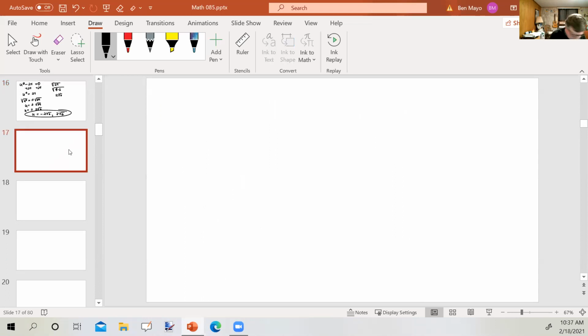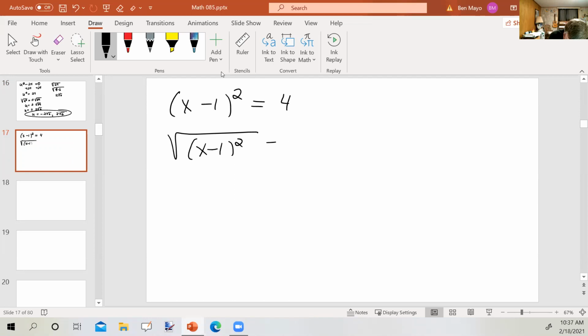Let's say I've got this situation. The quantity x minus 1 squared equals 4. Well, on the left side of the equation, I have a perfect square that contains a variable. It also has a constant, but it does contain the variable. So now I'm going to take the square root of both sides of the equation. Don't forget there's a plus or minus on the right side. The square root of the quantity x minus 1 squared is x minus 1. And the square root of 4 is 2. So I get x minus 1 equals plus or minus 2.